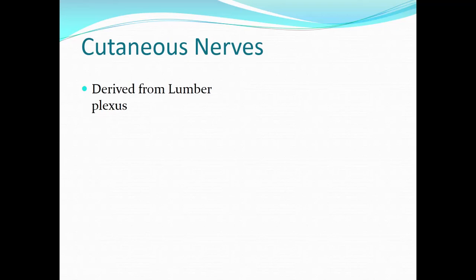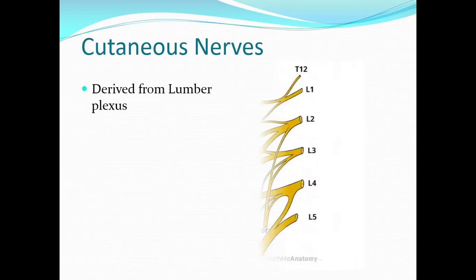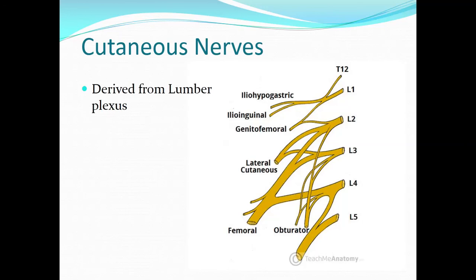So before going to the cutaneous nerves, let's see a little bit about the lumbar plexus. Lumbar plexus is formed by anterior primary rami of L1, L2, L3, L4 and L5. They join each other and form lumbar plexus.